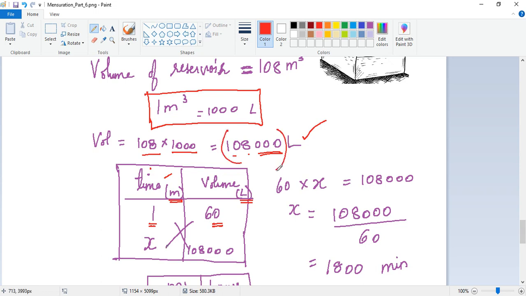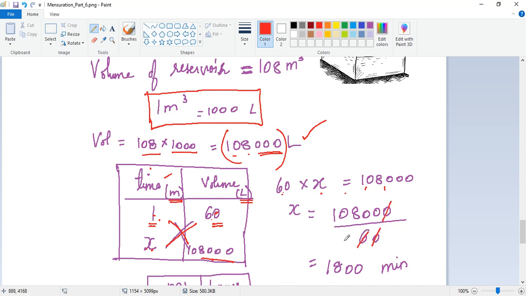Now we need to find out how much time it will take to fill so many liters. So that is 1,08,000 liters. How much time is it going to take? So you write it down as it is. For 1 minute 60, and for x minutes this much. So we need to find x. Now cross multiply. Multiply x and 60, and 1 and this answer. So 60 into x is equal to 1,08,000. So now I need to move the 60 to the other side. So 60 goes down. So now you see zeros get cancelled.